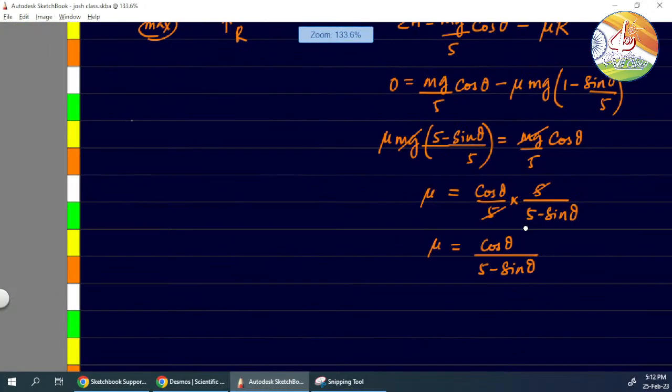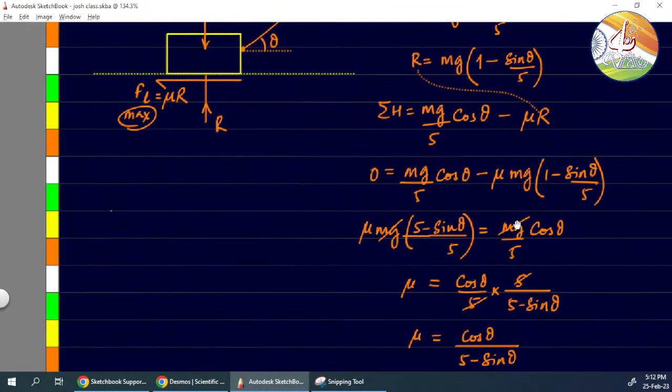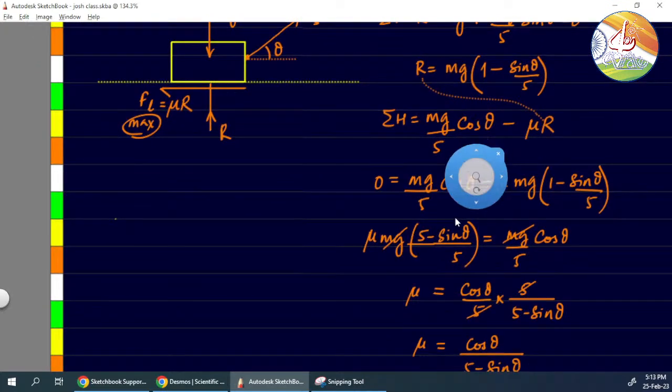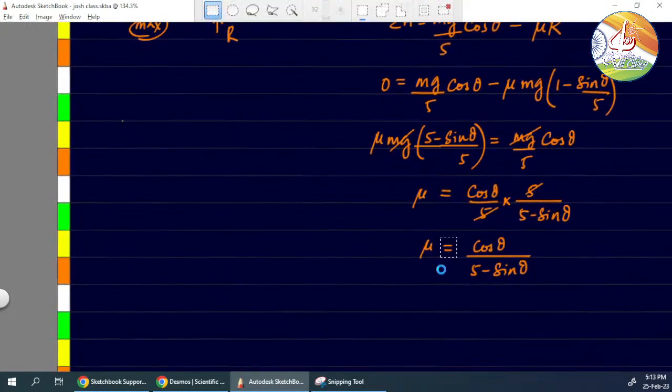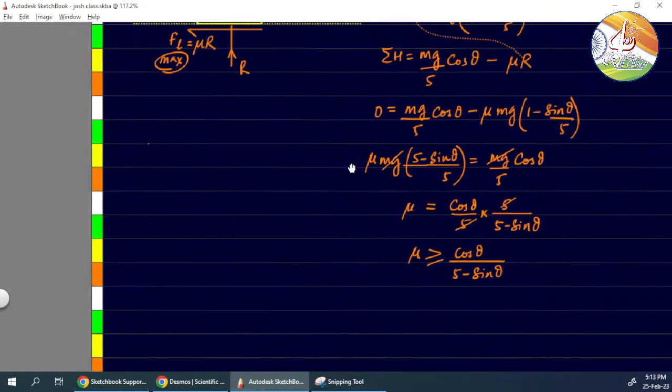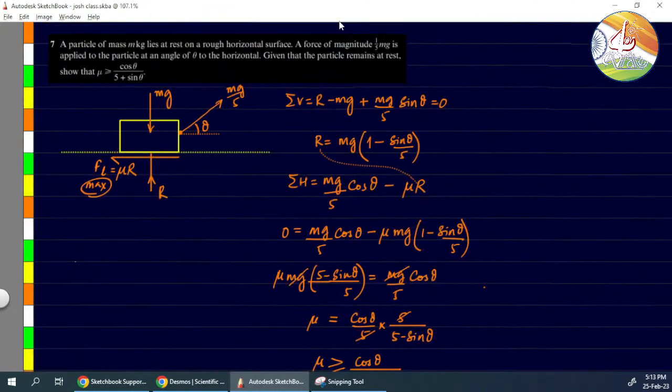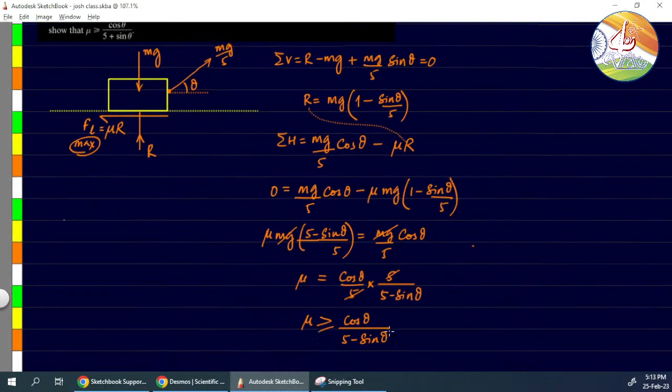This is for maximum friction. Friction can be less than that also, and that's the reason the mu value has to be greater than or equal to this. If the mu value is less than this, the object will start sliding. And in the question we have been given that it is at rest. Hence the mu value has to be greater than or equal to this. Hence proved. Let's see what we have next.